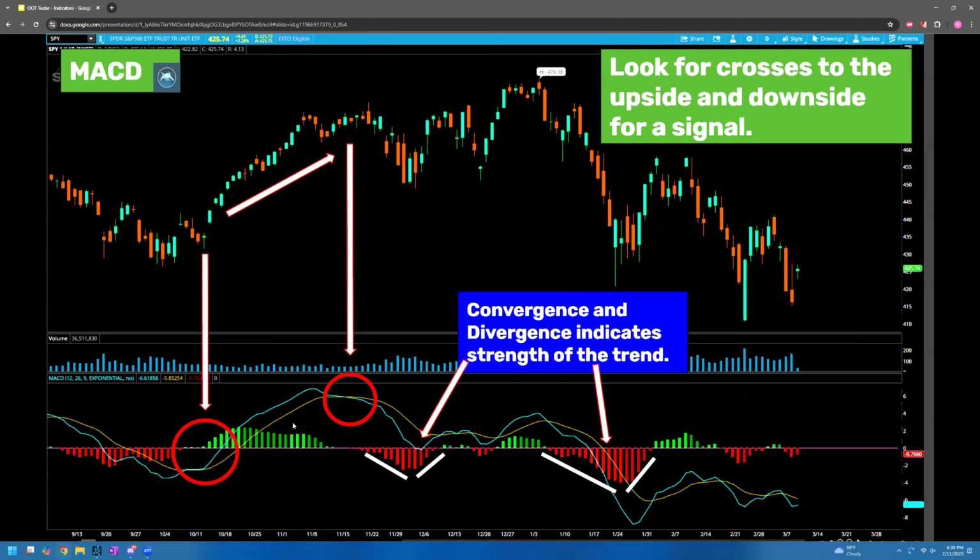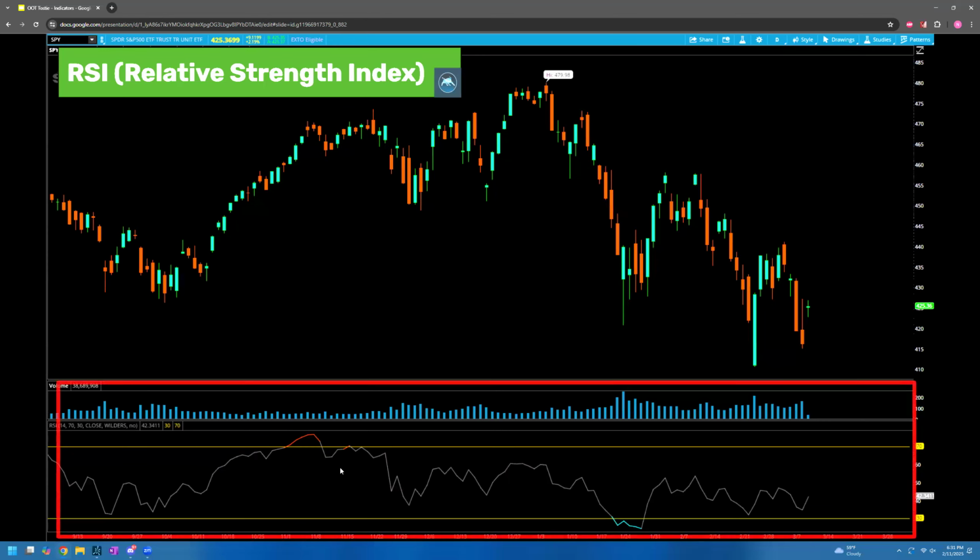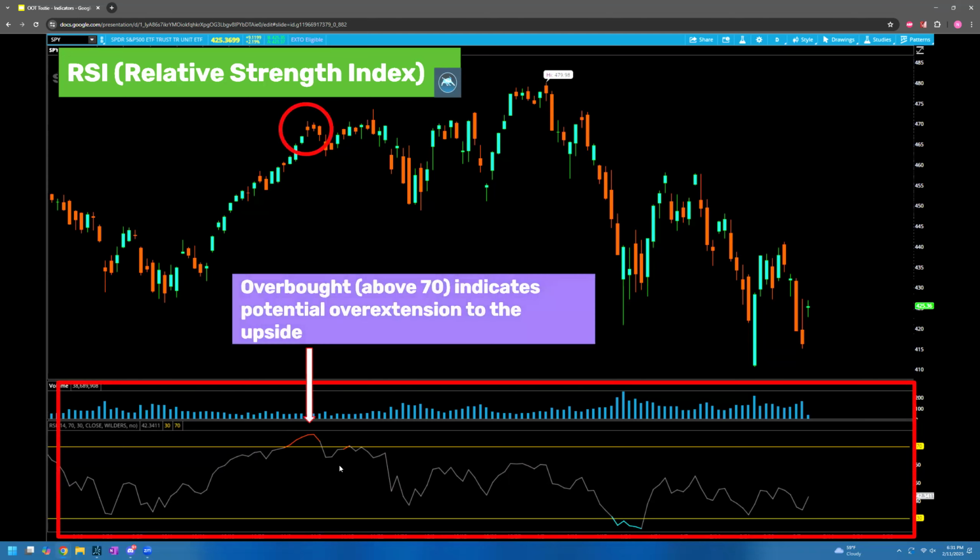The one thing that I didn't mention on MACD that I just realized is how it's calculated. The MACD is basically calculated on two simple moving averages, or in this case, exponential. So it's using, I believe, 12 and 26 EMAs to calculate these lines. The calculation of the RSI is definitely a bit more complicated. It's a more detailed equation. I actually don't know how this one's calculated off the top of my head. But again, these overbought conditions typically indicate potential overextension to the upside.